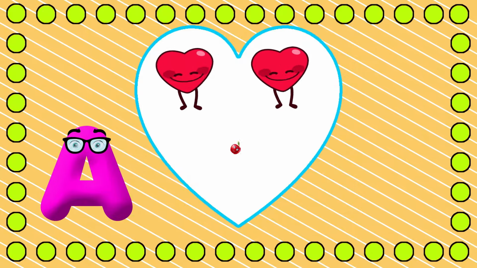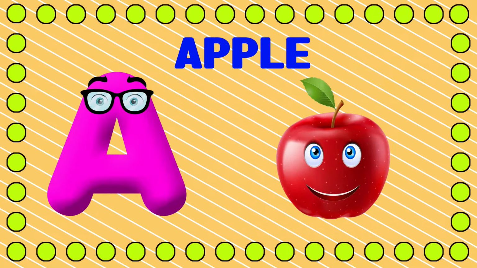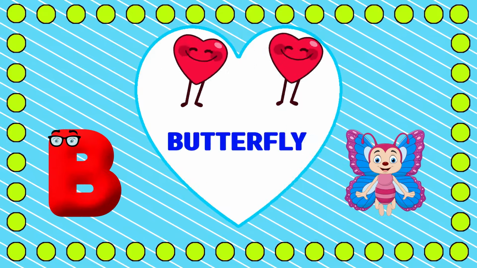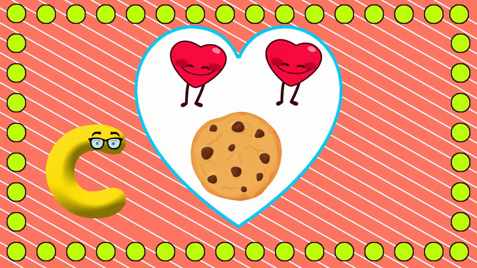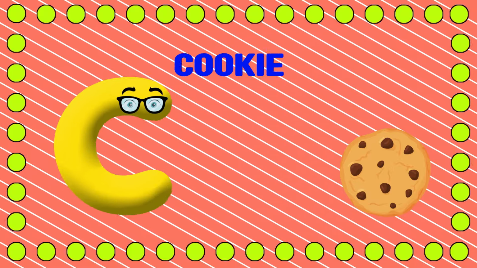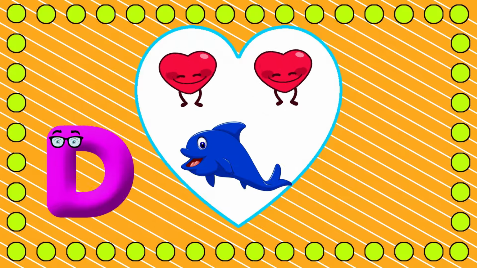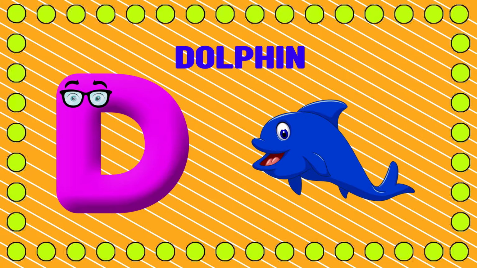A is for apple. A, A, apple. B is for butterfly. B, B, butterfly. C is for cookie. C, C, cookie. D is for dolphin. D, D, dolphin.